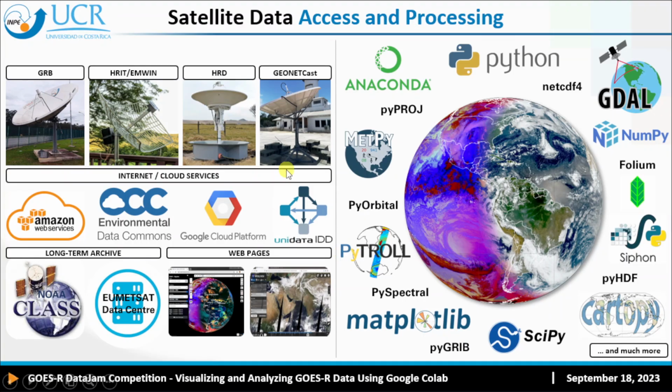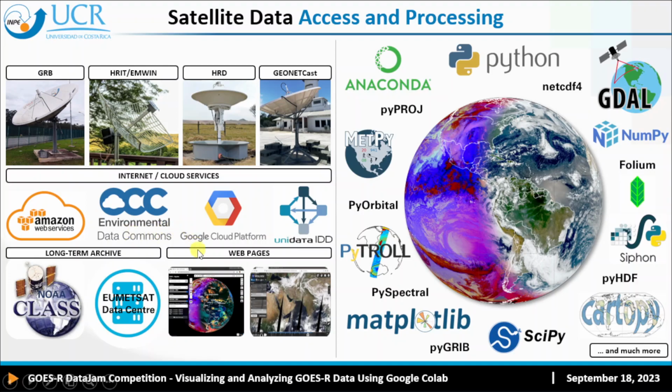One of the biggest improvements of the current generation of satellites is the variety of mechanisms available for accessing data. On the left, you have some of these mechanisms. Users may, for example, have antennas pointed towards GOES-16 and receive data directly from the satellite. Also, one possibility is retrieving near real-time data directly from the cloud. And that's what we are going to see today.